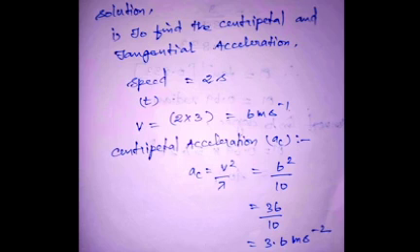To calculate the centripetal acceleration, we know the formula AC is equal to V square by R. Since we found V, we get 6 square divided by 10, that is 36 divided by 10, and the final answer is 3.6 meter per second square. The unit is very important. If you fail to write the unit, they reduce half mark. So AC is equal to 3.6 meter per second square.